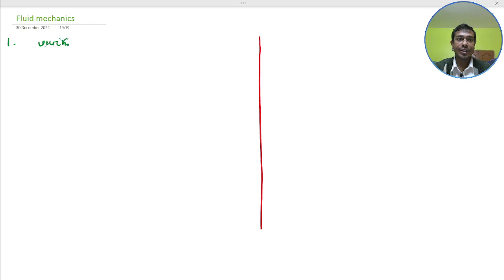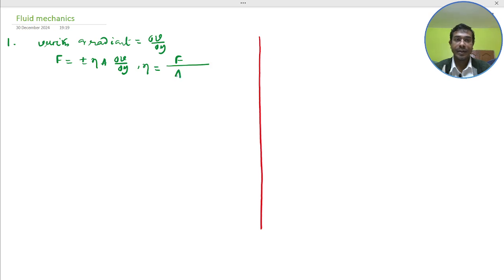The velocity gradient is written as del v by del y, and the viscous force F is plus or minus eta A del v by del y, and the coefficient of viscosity eta is equal to F by A del v by del y. This is the velocity gradient.